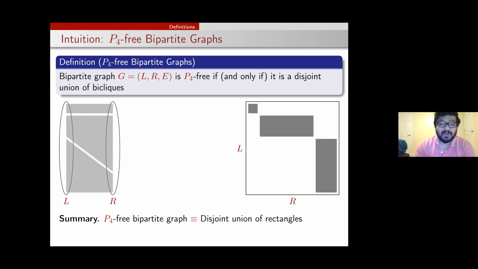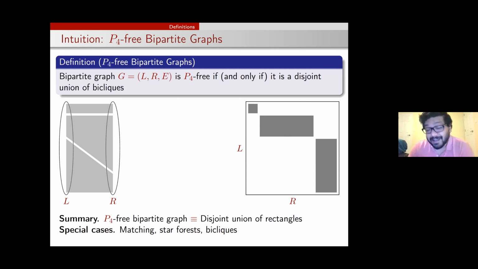Now let's look at some special cases. Matchings are P4-free bipartite graphs because every connected component is an edge, and an edge is a biclique. Star forests, where every connected component is a star, are also P4-free. A biclique itself is a P4-free bipartite graph because it has one component and it is a biclique. Any questions at this point?